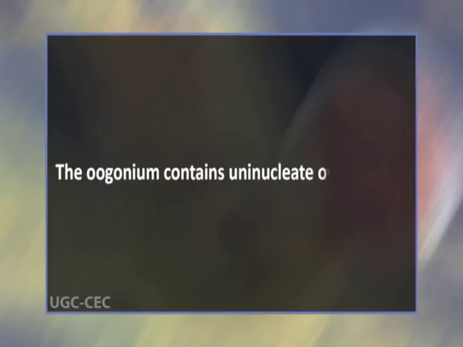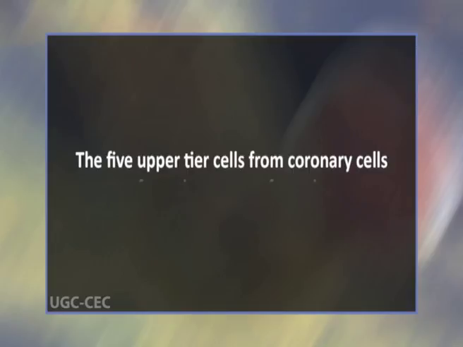The oogonial mother cell elongates vertically and divides by transverse division to make a lower small stalk cell and an upper large oogonium. The oogonium contains a uninucleate ovum or egg. The peripheral cells or 5 sheath initials elongate and divide by transverse division to make 2 tiers of 5 cells each. The 5 upper tier cells, the coronary cells, form the corona of the nucule. The 5 lower tier cells function as tube cells.